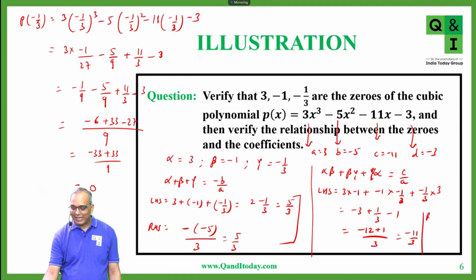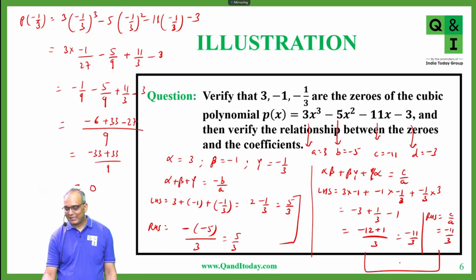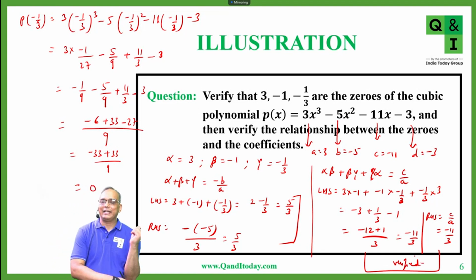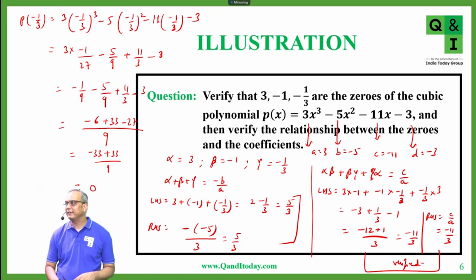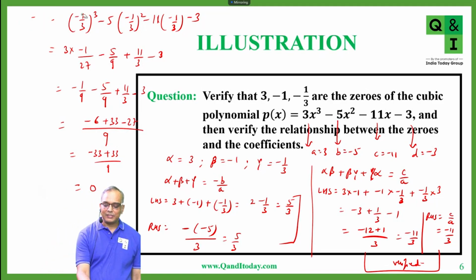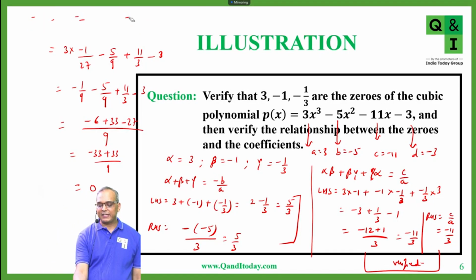And if you see the RHS here, student, the RHS is C over A. C is minus 11 over 3. So again, this LHS and RHS are equal. So we say that this is also verified. The second relationship is also verified. Clear? Is it clear, students? The verification of second relationship.